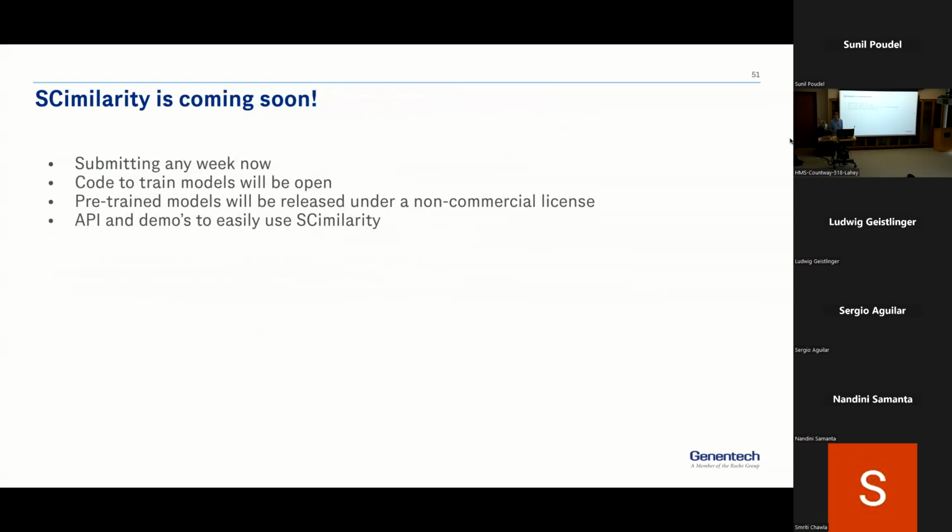So lastly, we're trying to publish this any week now, and it'd be awesome for people who want to play around with it. The code will be open. Pre-trained models will be released under non-commercial licenses, potentially open. That means we'll have demo notebooks where you can take your data set of interest, bring it into the space, and do your 2-second query or 0.05 second query, whichever you want. And you can try it on your own applications.